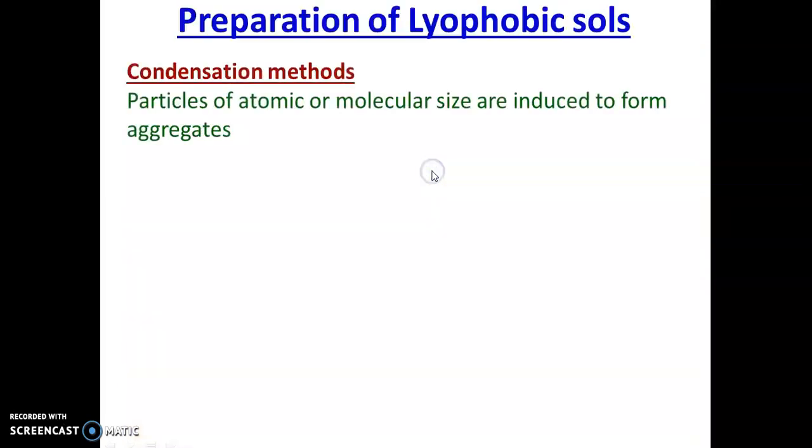Now next is the preparation of lyophobic sol. As I have already discussed, lyophobic sol cannot be prepared easily, so we use different types of methods. Basically two types of methods are used. First is the condensation method and the other is the dispersion method. Condensation means होता है जोड़ना, dispersion means होता है break होना. तो पहले हम use करेंगे condensation method, aggregate form.